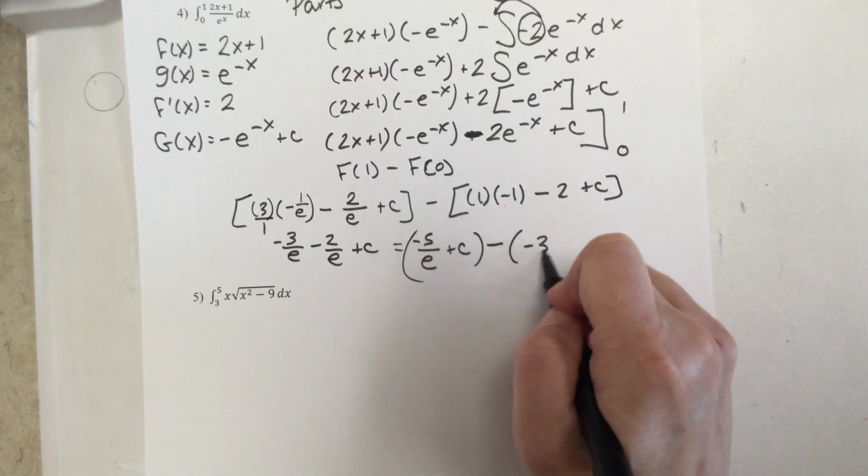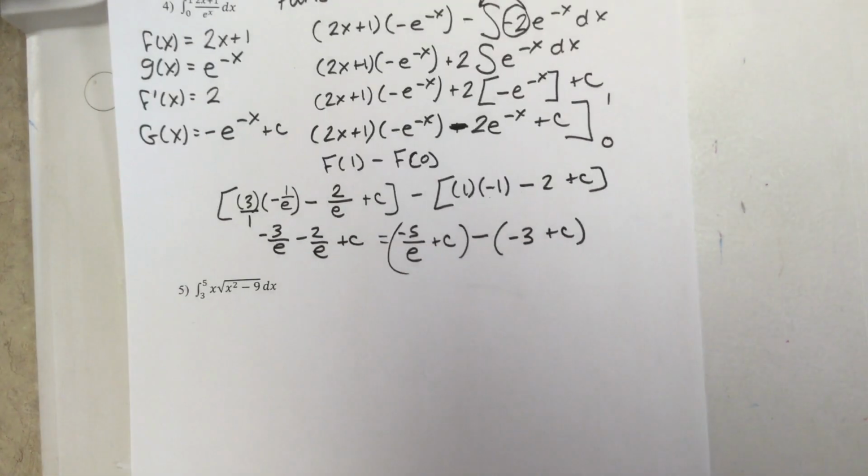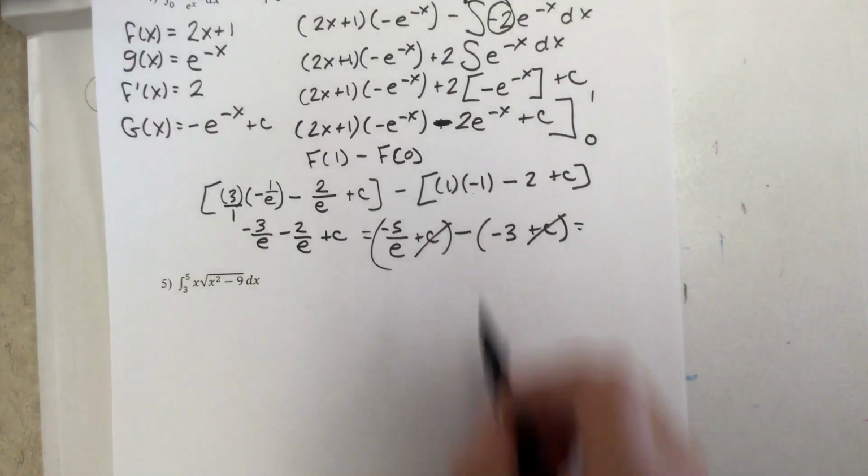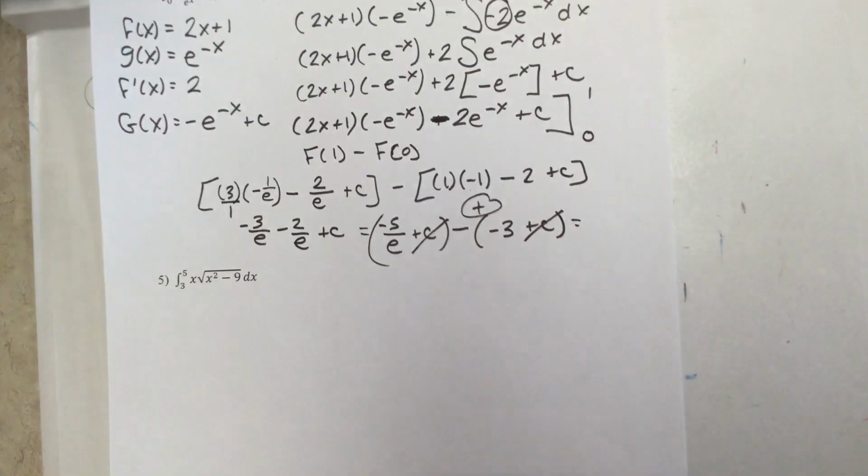Minus 2 more is -3 plus c. So I'm ready to find my final answer. Positive c minus positive c cancels. This turns into a plus.